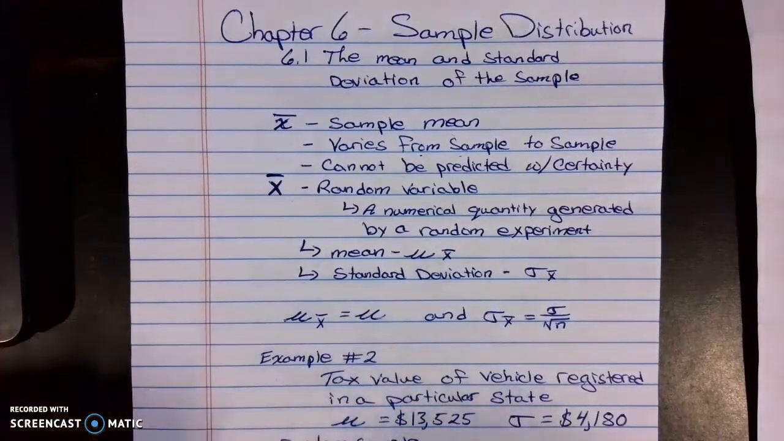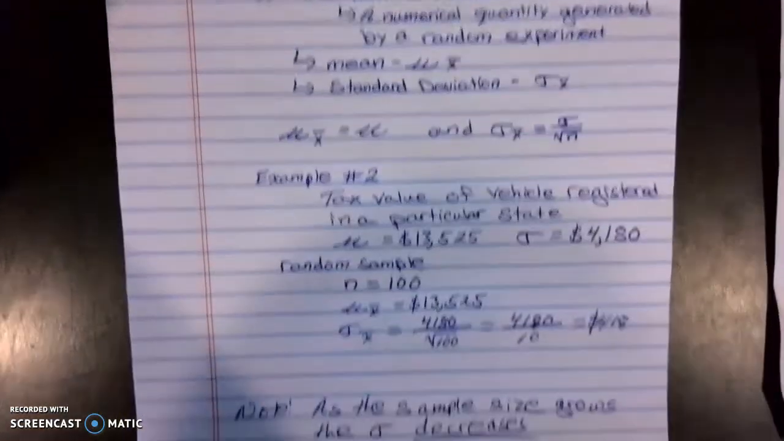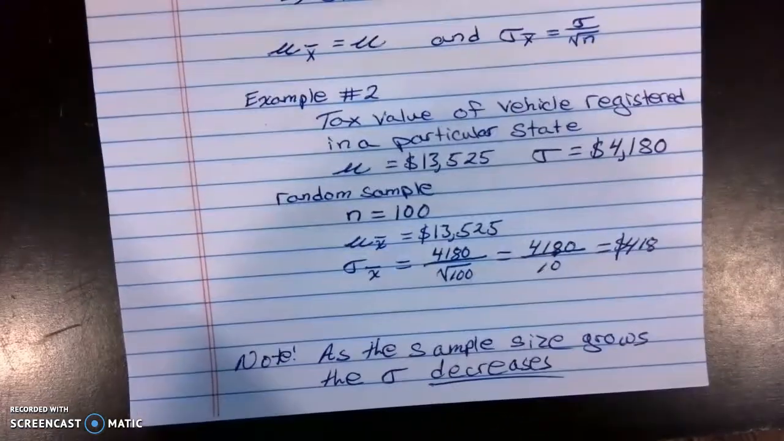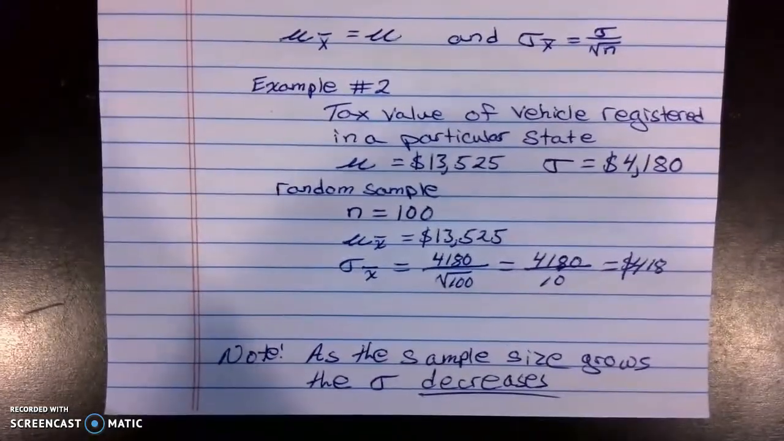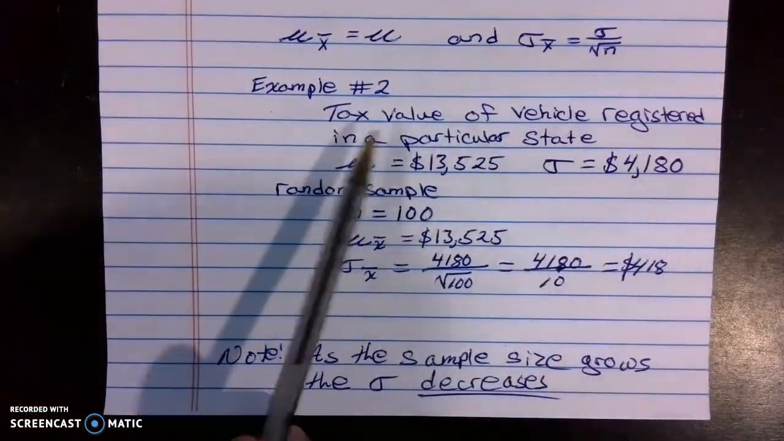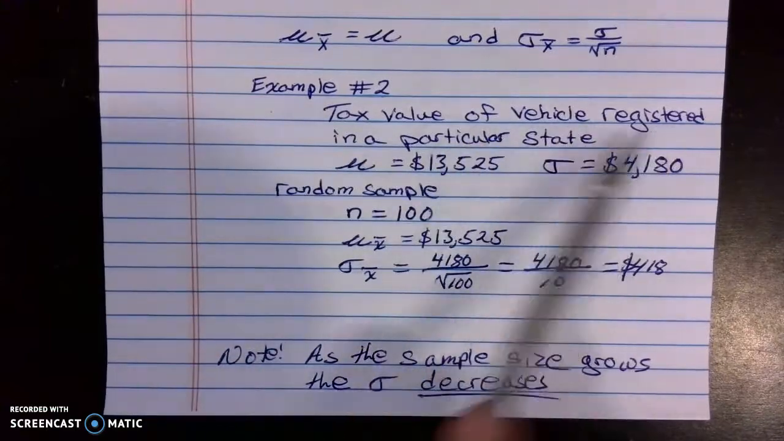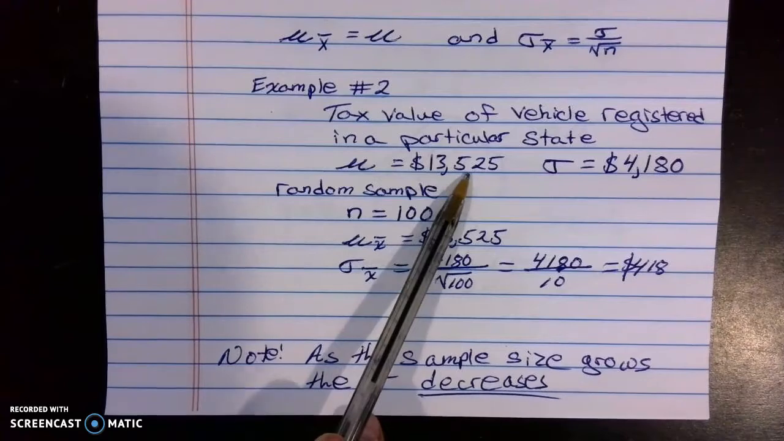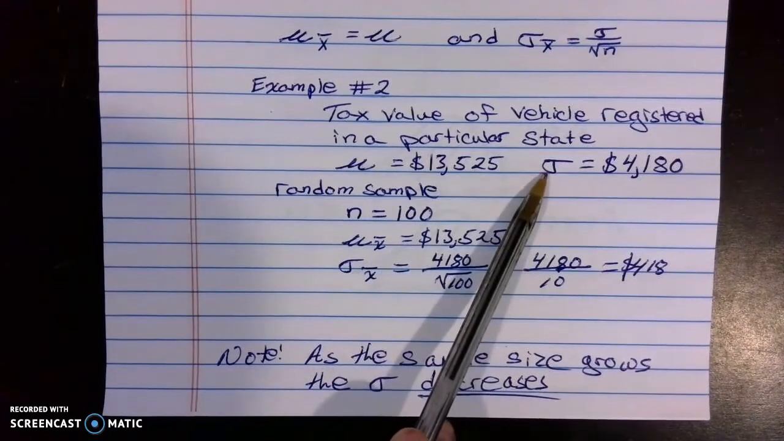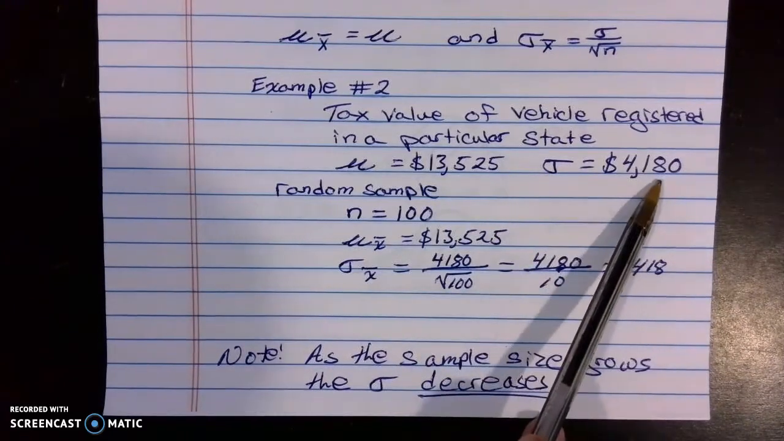Okay, so we're going to take a look at an example right now. This example talks about the tax value of a vehicle registered in a particular state. We do not know what that state is, but a particular state. The tax value of a vehicle registered in that state has a mean of 13,525 and a standard deviation of 4,180.